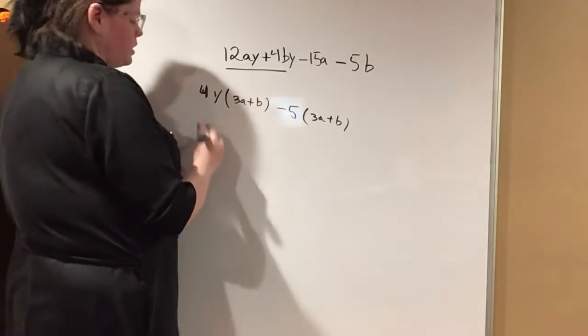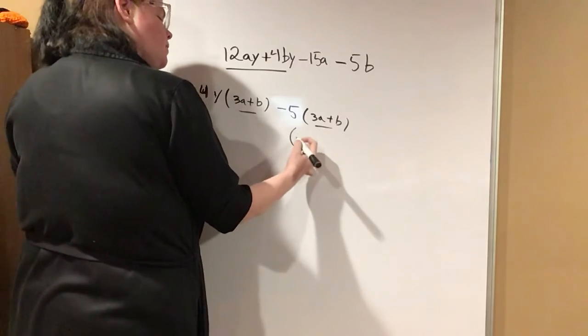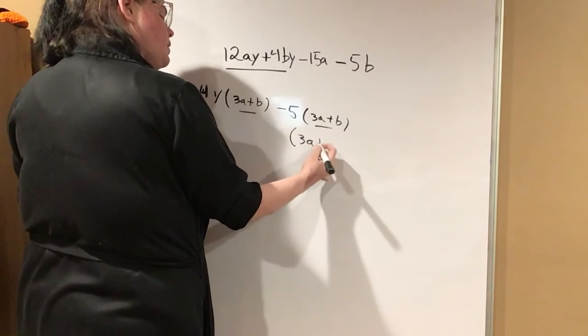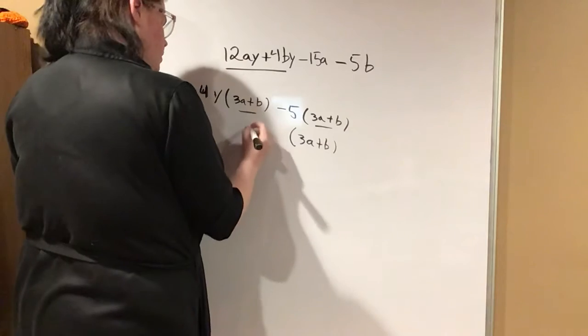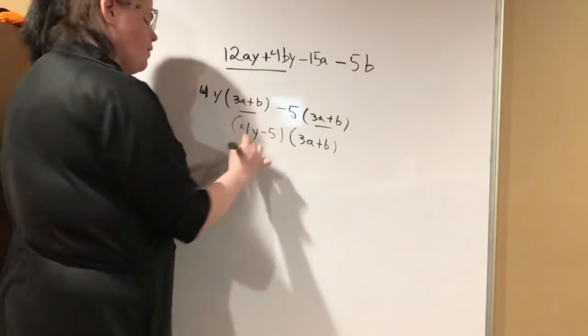So now looking at this, where are our matches? Right here and right here. So 3a plus b, and we're left with 4y minus 5.